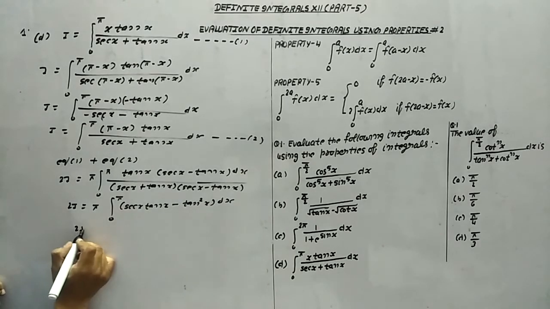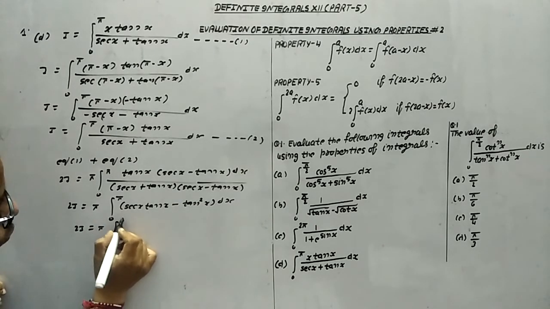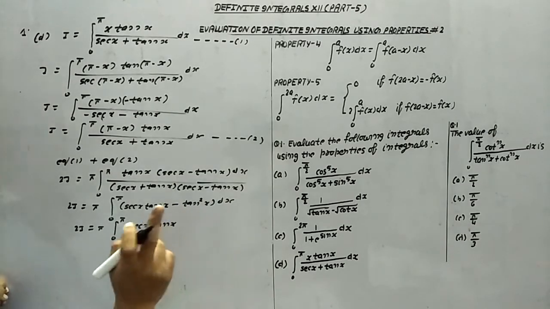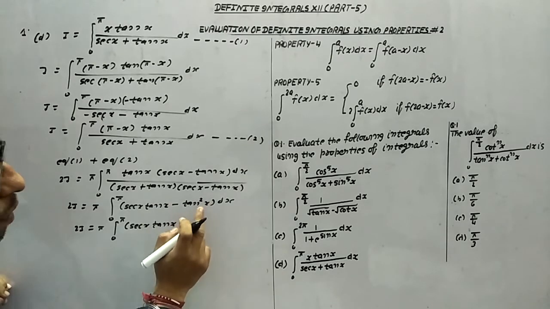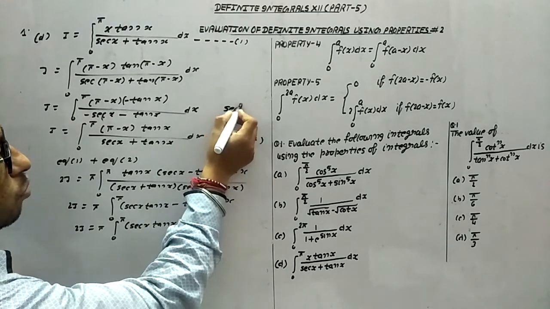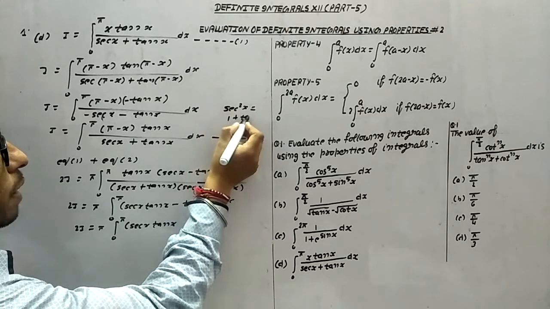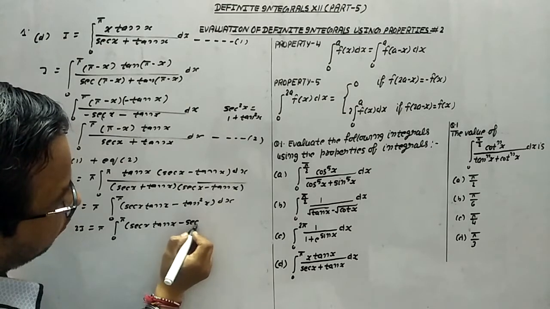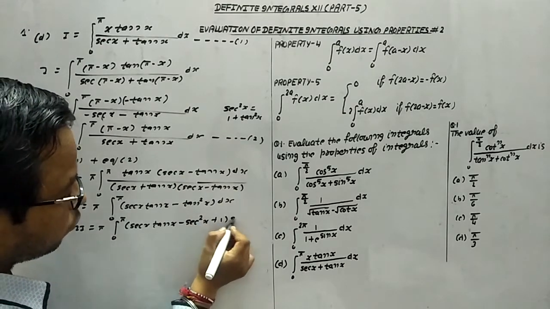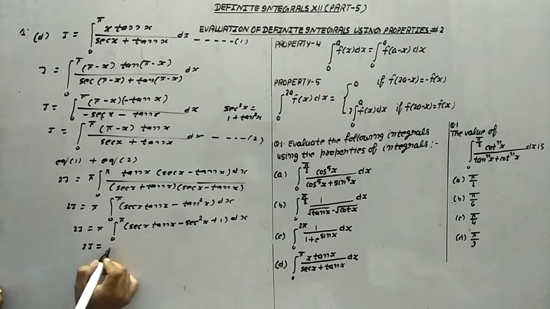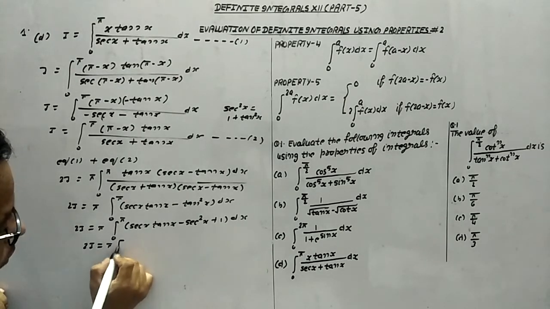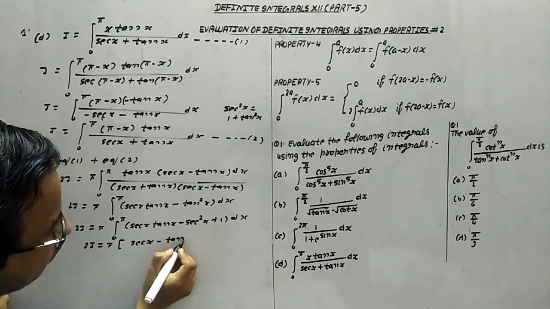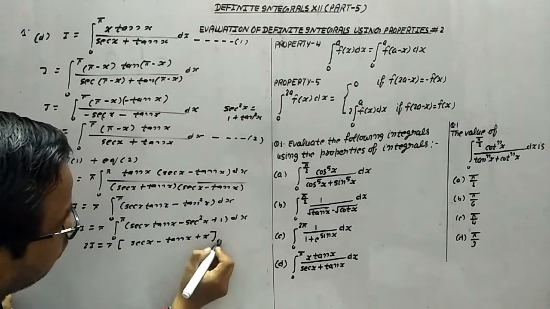It means 2I is equal to π times the integration from 0 to π of sec x tan x. Now sec square x is equal to 1 plus tan square x. It means tan square x is equal to sec square x minus 1. It means this becomes minus sec square x plus 1 dx. Now we will do the integration. The integration of sec x tan x is sec x, and the integration of sec square x is tan x, and this is plus x, from 0 to π.